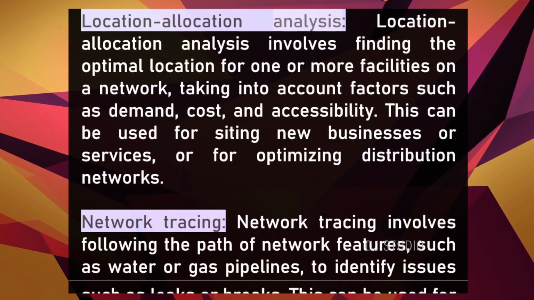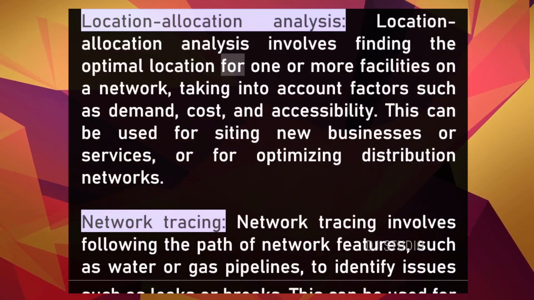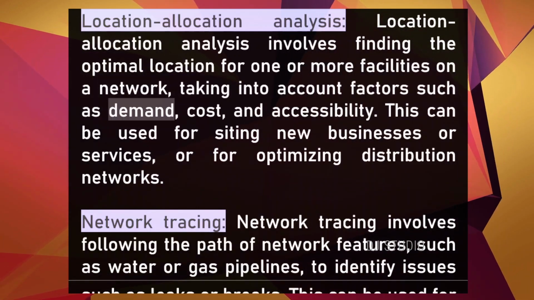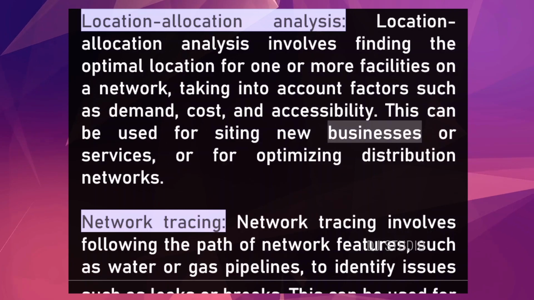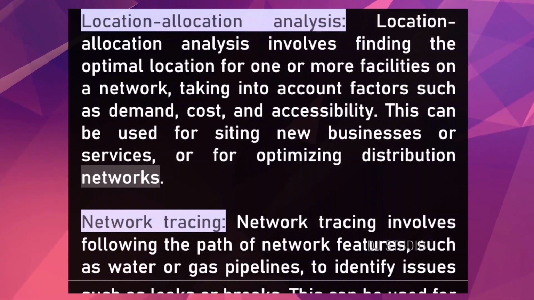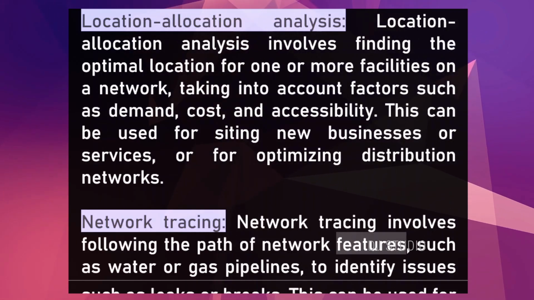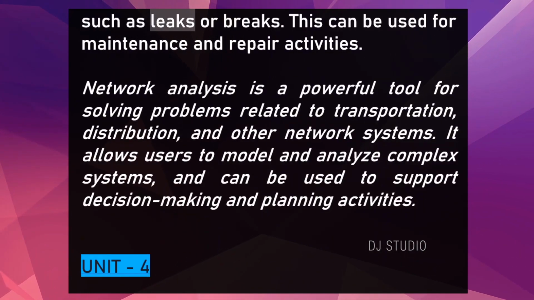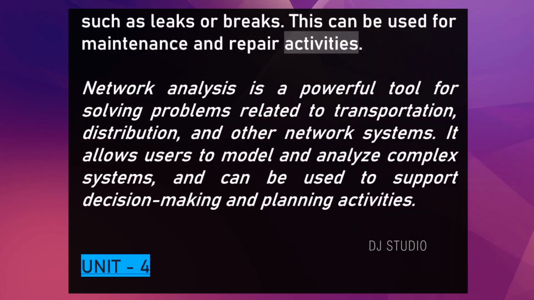Location allocation analysis. Location allocation analysis involves finding the optimal location for one or more facilities on a network, taking into account factors such as demand, cost, and accessibility. This can be used for siting new businesses or services, or for optimizing distribution networks. Network tracing. Network tracing involves following the path of network features, such as water or gas pipelines, to identify issues such as leaks or breaks. This can be used for maintenance and repair activities.